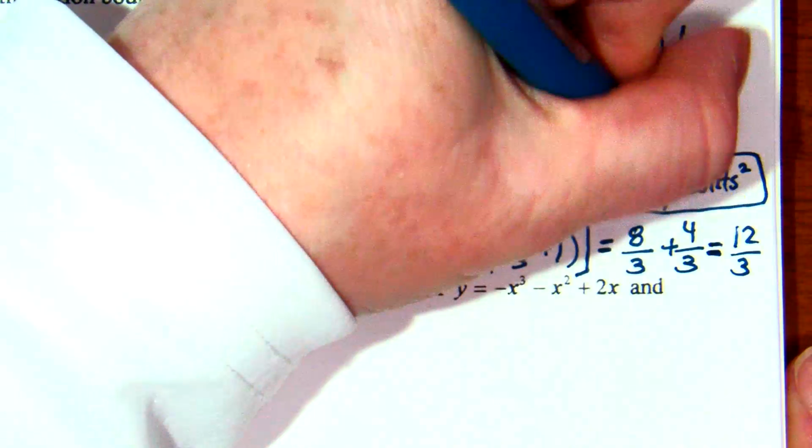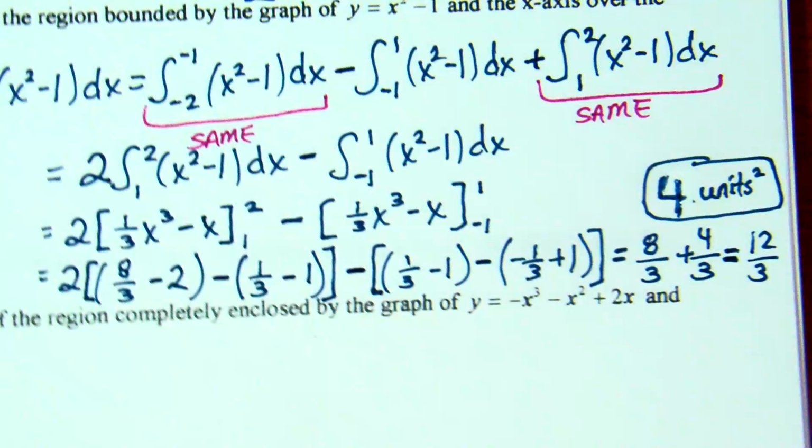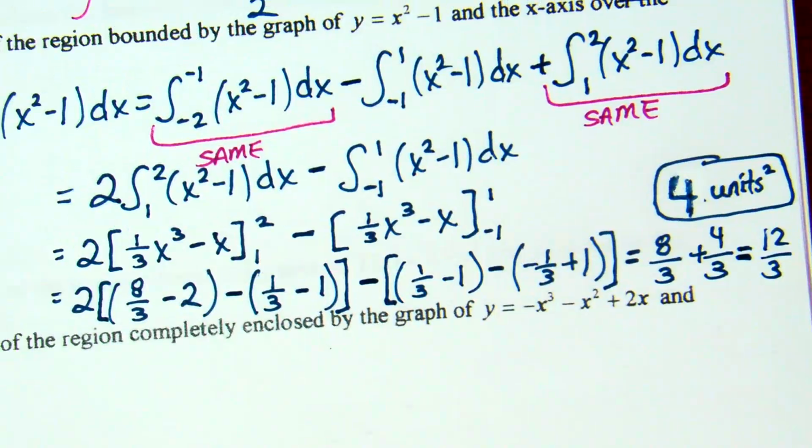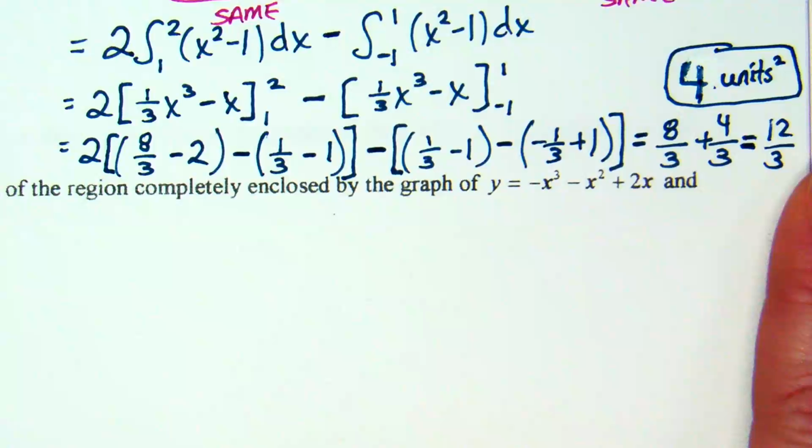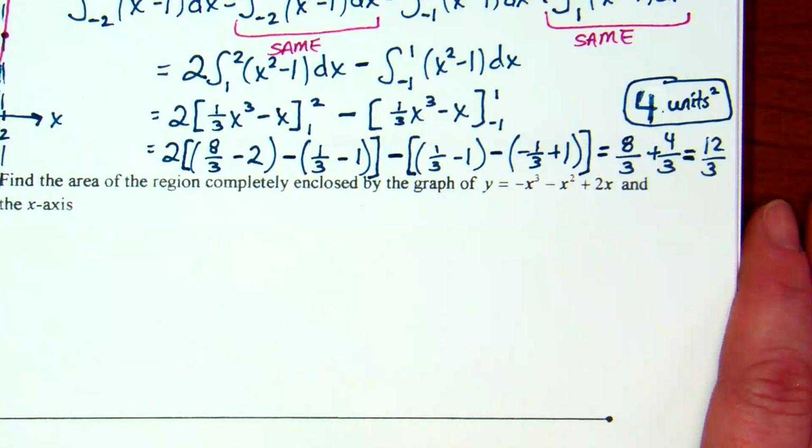Okay. We still have 2 more problems to go, folks. We messed around way too much at the beginning of class today. Moving along. Sample 3. Find the area of the region completely enclosed by the graph of y equals negative x cubed minus x squared plus 2x and the x-axis.